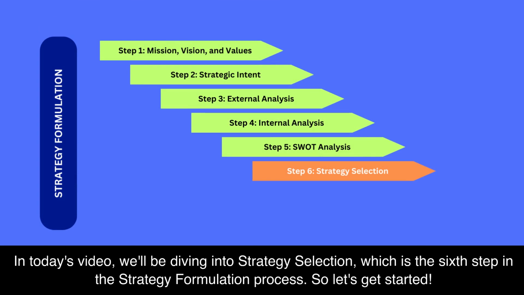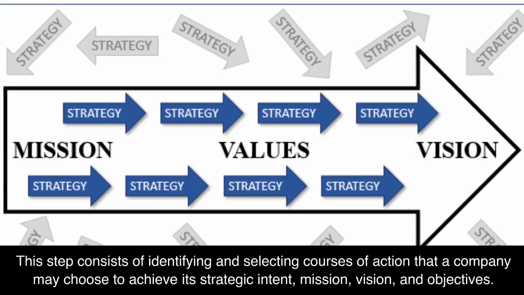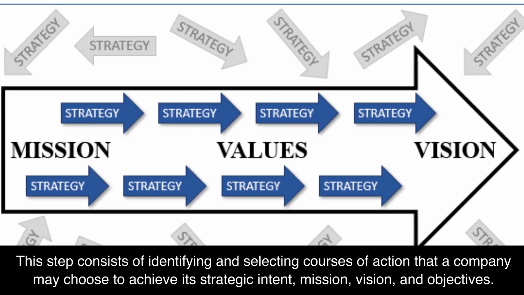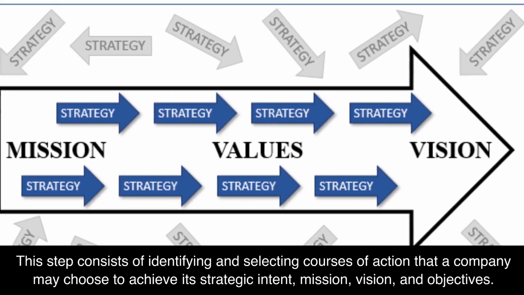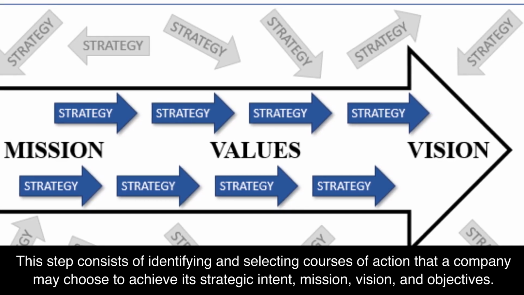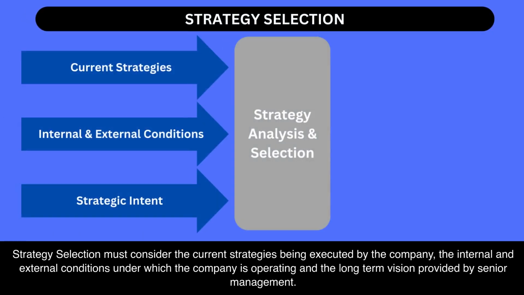So, let's get started. This step consists of identifying and selecting courses of action that a company may choose to achieve its strategic intent, mission, vision, and objectives. Strategy selection must consider the current strategies being executed by the company, the internal and external conditions under which the company is operating, and the long-term vision provided by senior management.